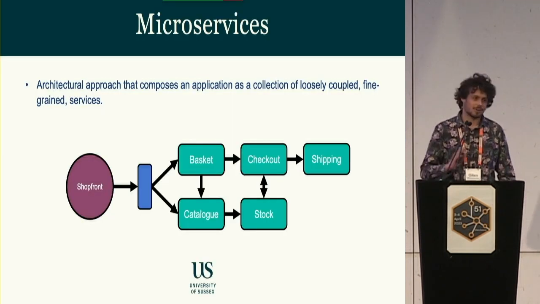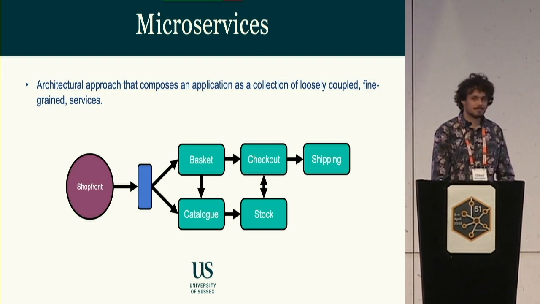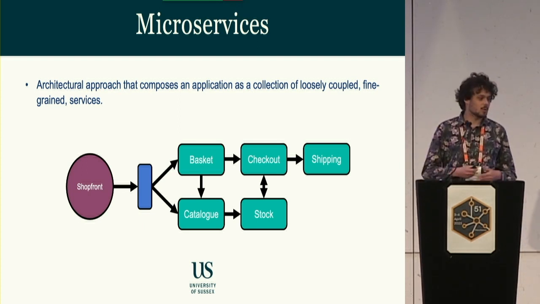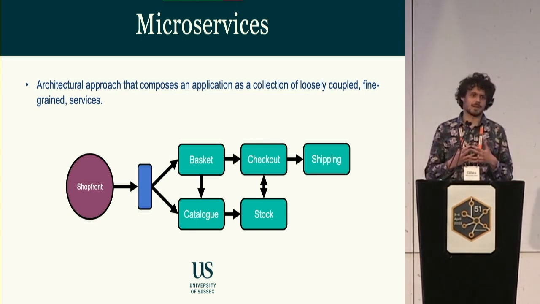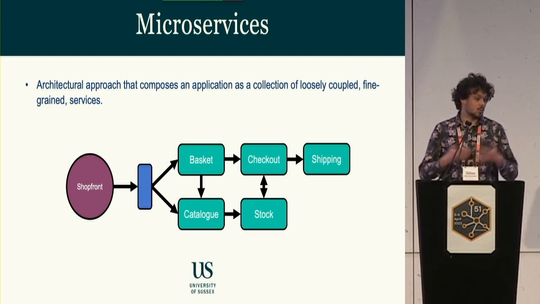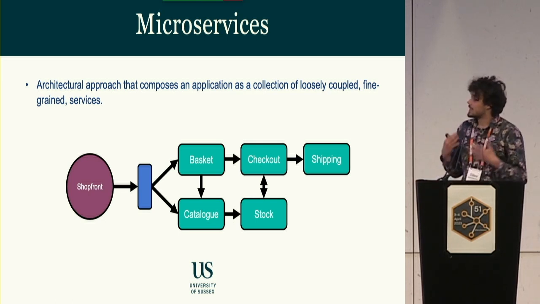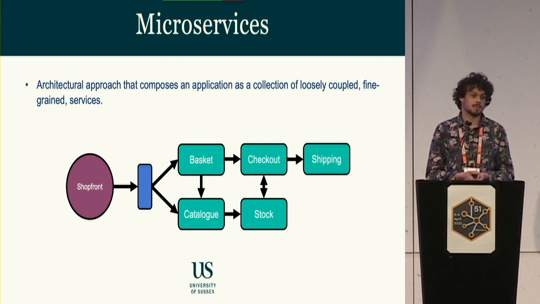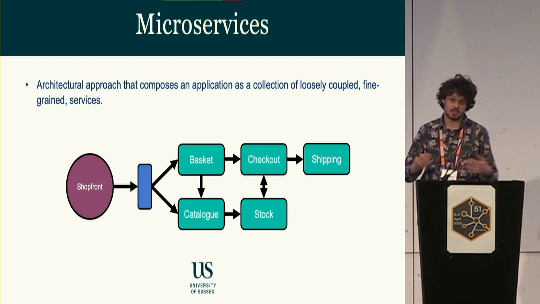I'm not going to go into too much detail because people talk about microservices all the time, but microservices is an architectural approach that composes an application as a collection of loosely coupled fine-grained services. So you might have something like a shopfront application that is supported by 5 backend microservices, and your user requests pass through these microservices, and it's the communication between these microservices that supplies the functionality of your application.